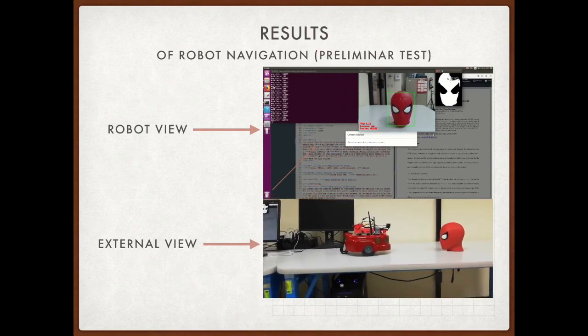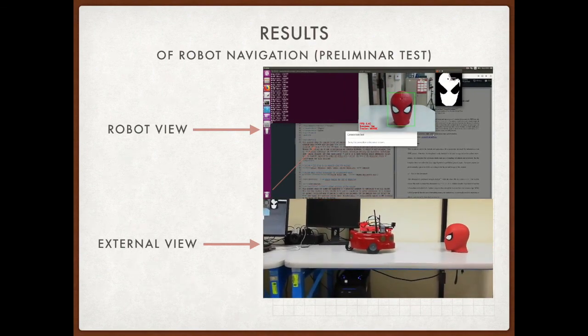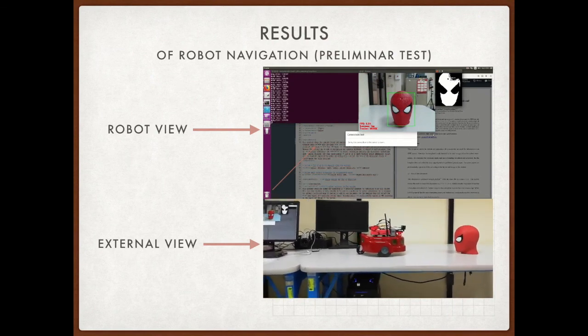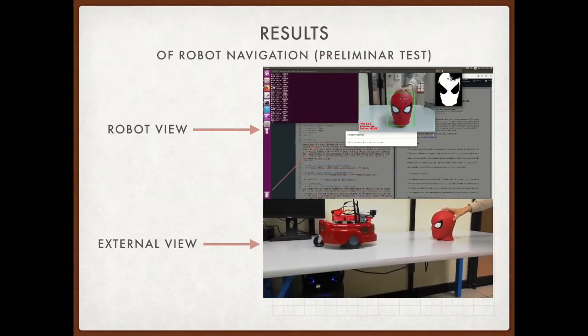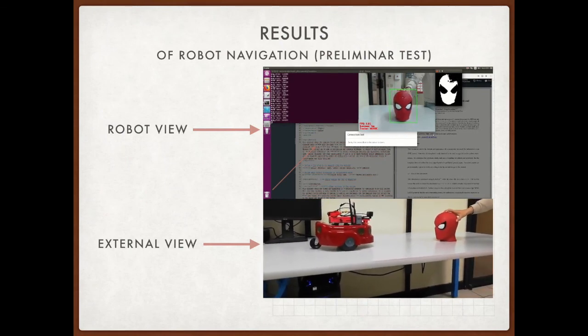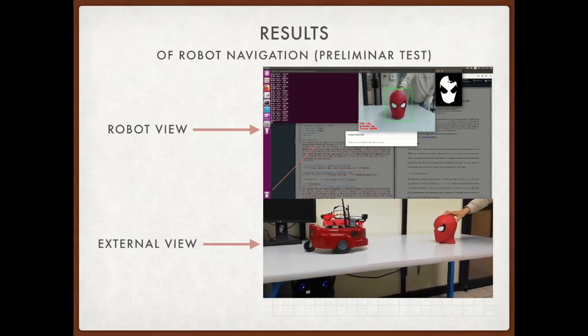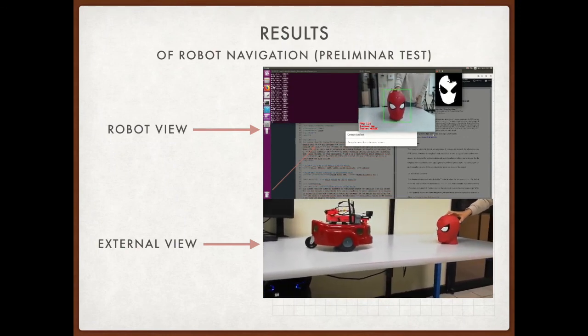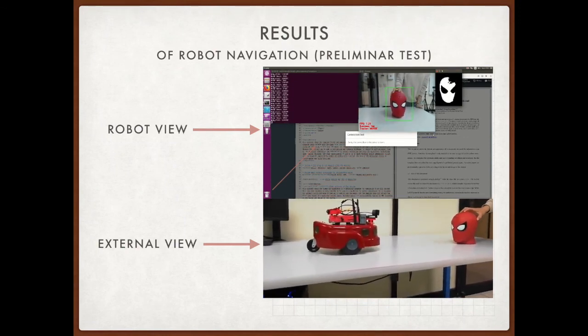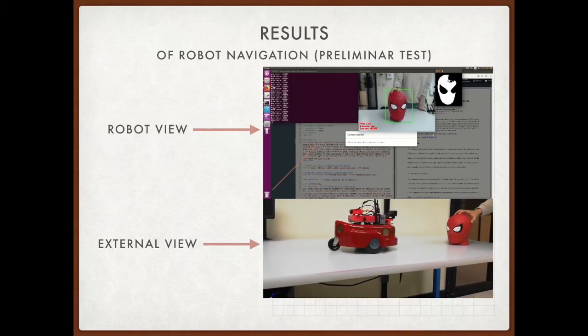So this is an initial or preliminary test. This is the robot view, and this is the reference object. When the operation of the robot starts, it detects the target and approaches it to a pre-specified distance. When the reference object moves, the robot tries to reach it at the predefined distance.